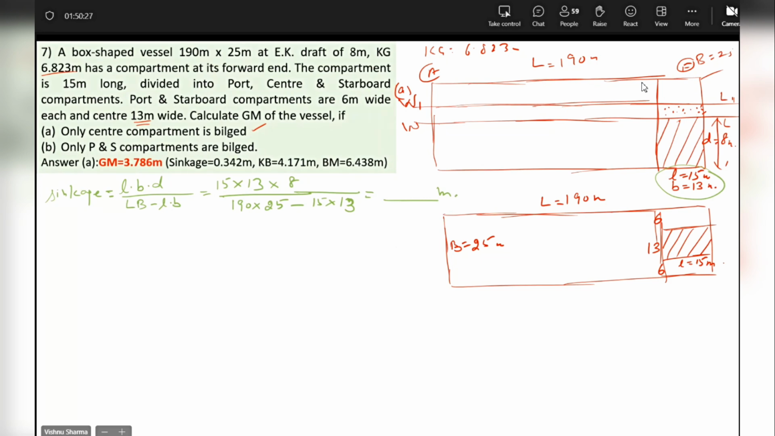And anybody who does not agree with this representation, let me know. You can raise your doubt as and when you have that coming to your head. The sinkage is 0.342, given here in the answer. I've given it for you to check at each step. 0.342, right, guys? Yes. Therefore, D1, the height draft, will be equal to 8 plus 0.342, equal to 8.342 meters.